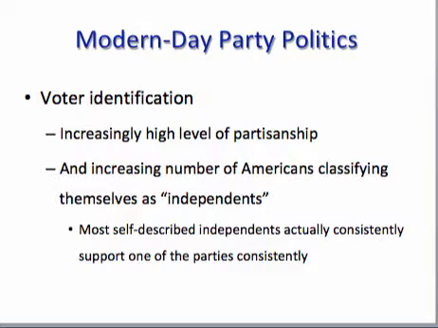The funny thing, and again, this can be kind of confusing because, as your book points out, there's an increasing number of Americans classifying themselves as independents. They might classify themselves as independents because maybe that makes them feel good. We all like to think we're independent thinkers. But in fact, studies have shown that the people who classify themselves as independent, in fact, reliably support one of the parties, consistently.